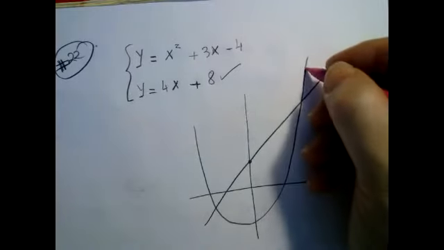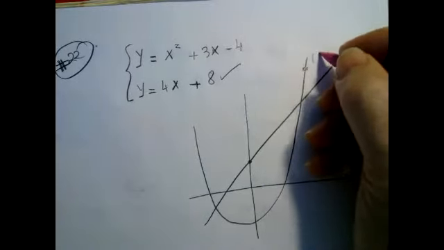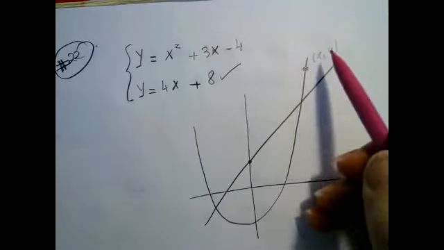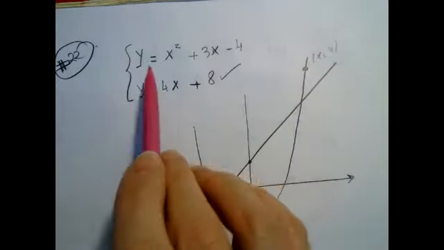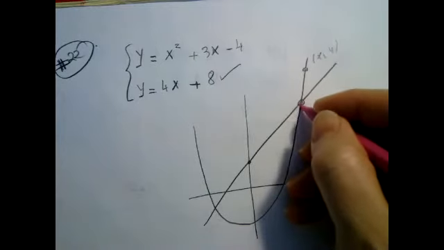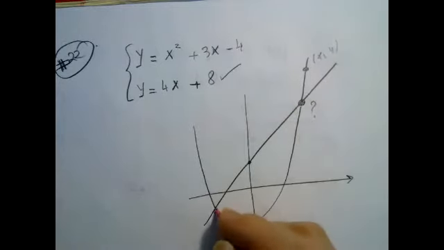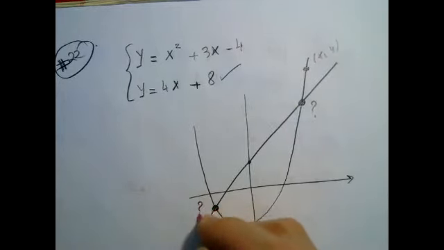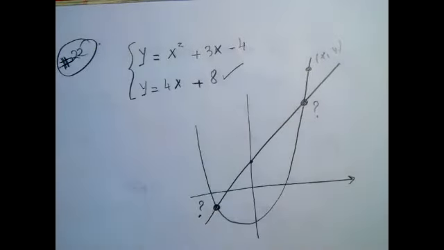Every point on this graph satisfies the condition. If you know the x, the y is given by this rule. And my question is, find those intersection points algebraically, not graphing, but finding them algebraically. How do we do that?